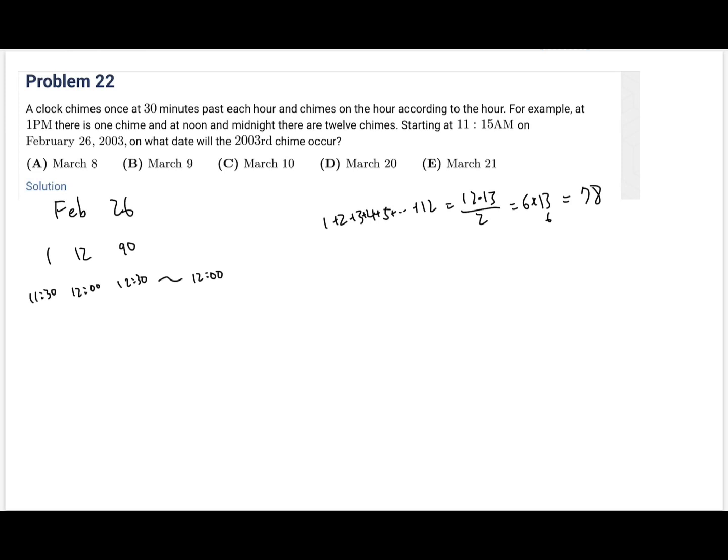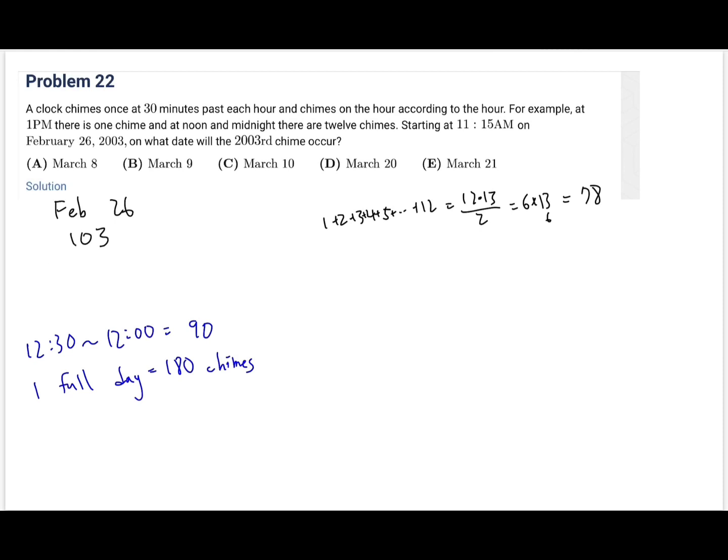So the important thing is that 12:30 to 12 o'clock again is 90 chimes, and so 1 full day will have 180 chimes, since this cycle repeats twice. And so for February 26, we have 103, right? 103 chimes.